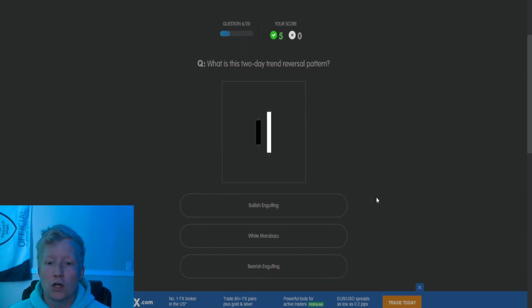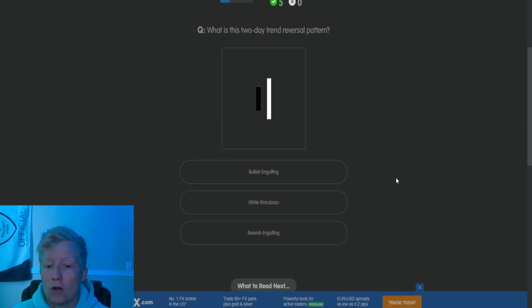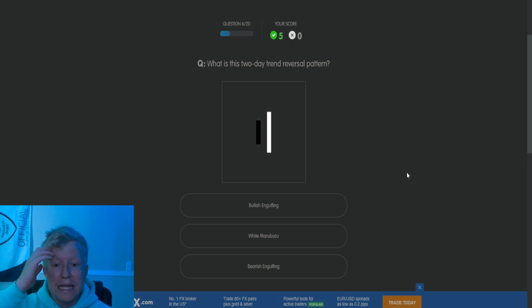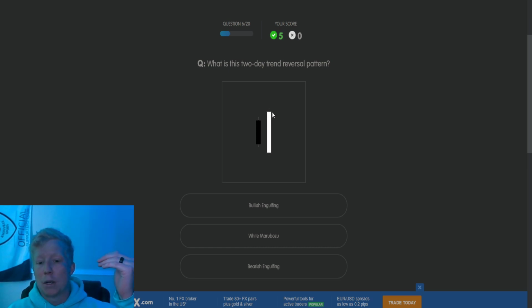What is this two-day trend reversal pattern? Cool. So this is an engulfing candle. What an engulfing candle means is that the entire bar, so not the wicks, but the bar itself, the open and close of this candle, both the open and the close are outside of the open and the close of the previous candle. That's considered an engulfing candle.